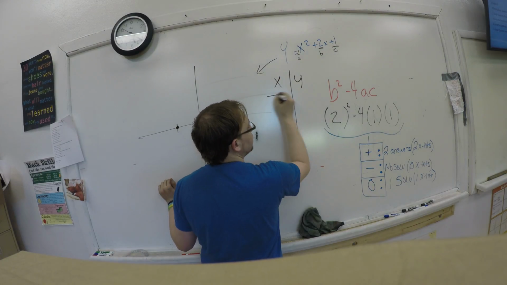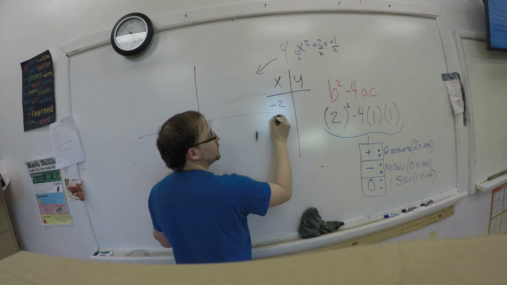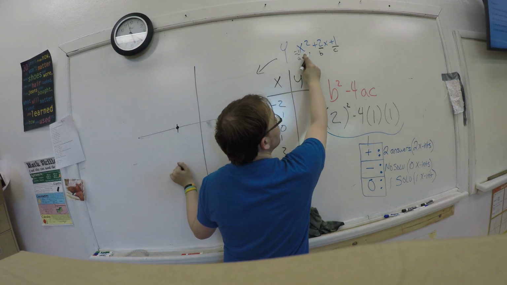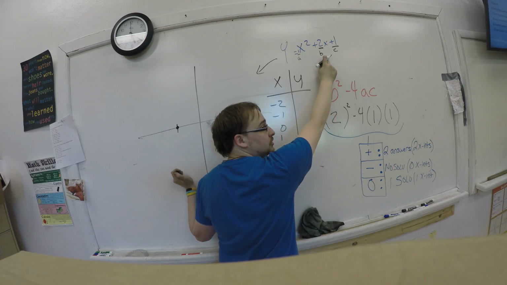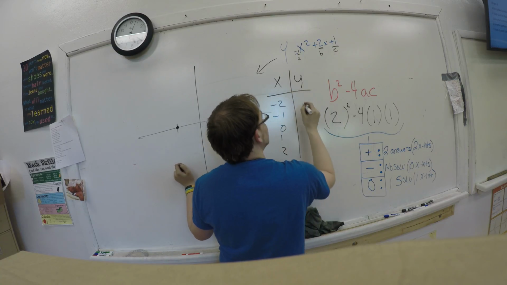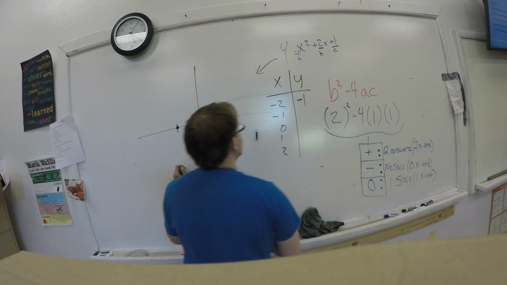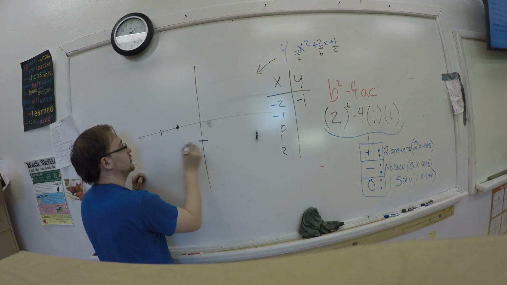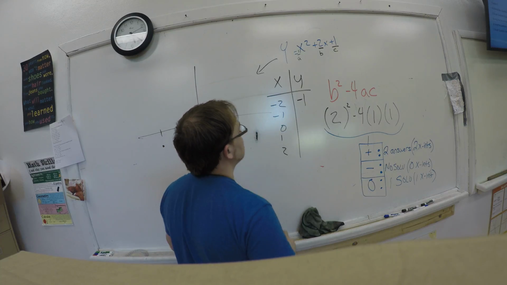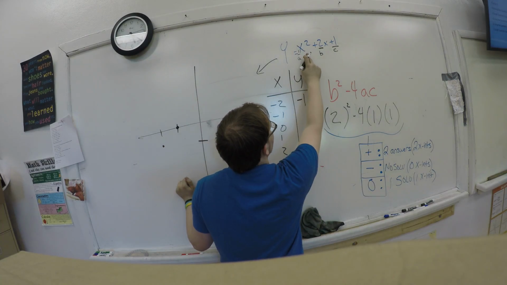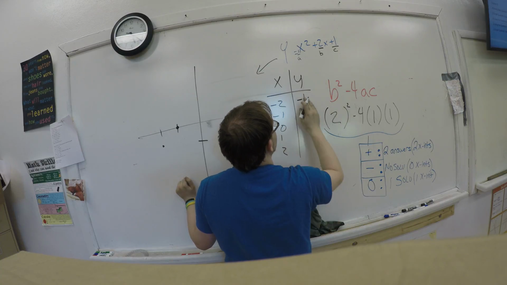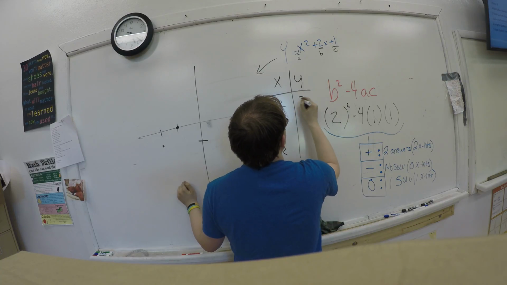X, Y. What values are we going to use for x? Negative 2, negative 1, 0. Negative 2 squared is 2, plus negative 2 times 2 is negative 4. So that's 2 minus 4 is negative 2, plus 1 is negative 1. So negative 2, negative 1. Did I do that math right? Negative 2 squared is 4, minus 2 is 2, plus 1 is 3. Knew it. Always check your math.